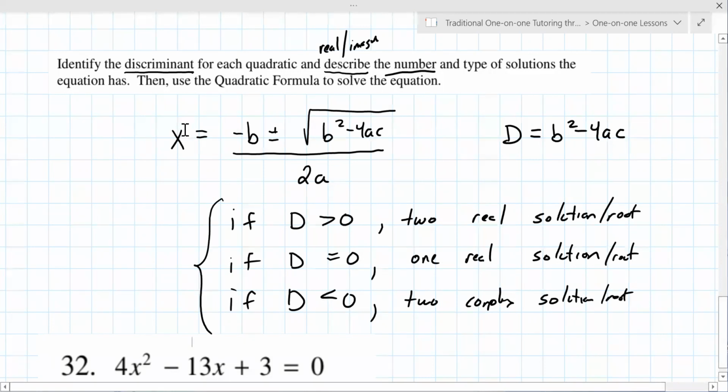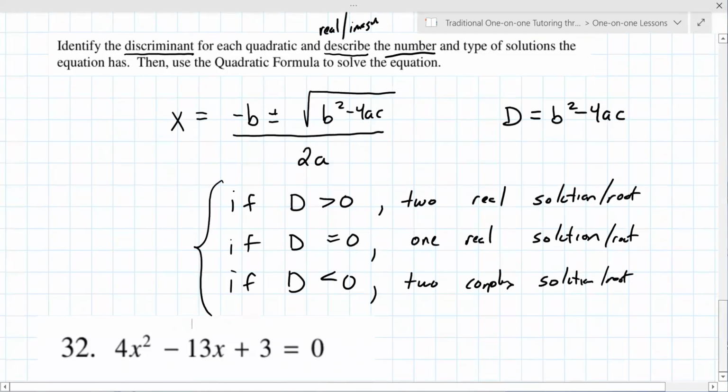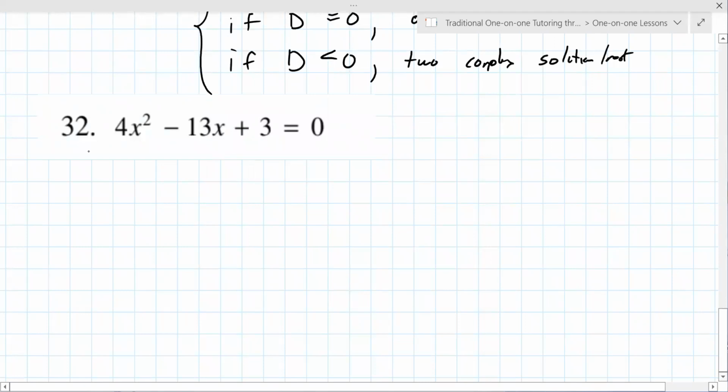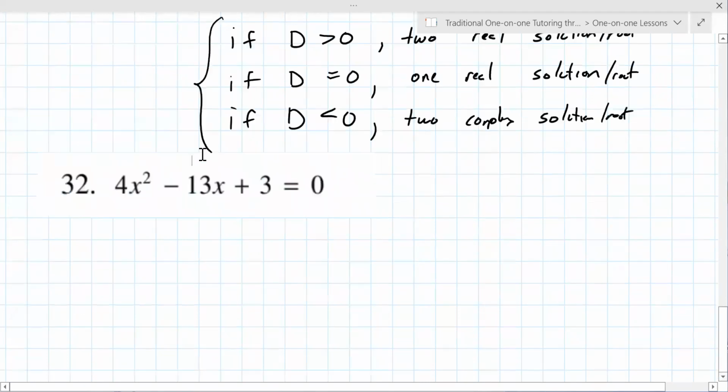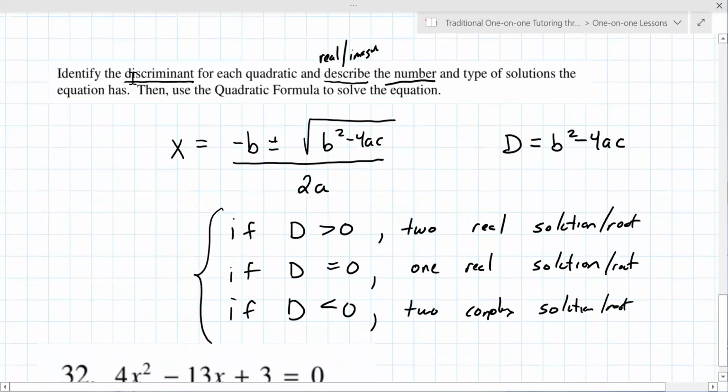And the nice thing is they're not actually asking you to solve it. It does not say to solve this. It just says determine the discriminant. It means calculate this b squared minus 4ac and then write out one of these three options.